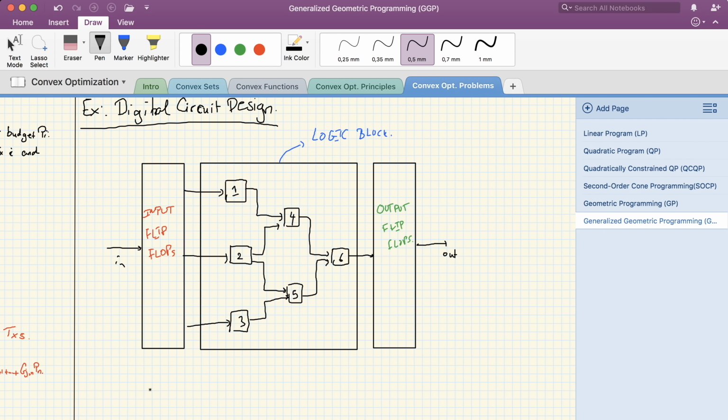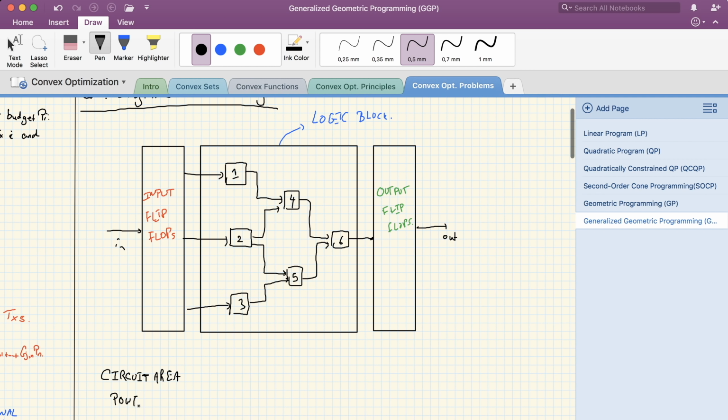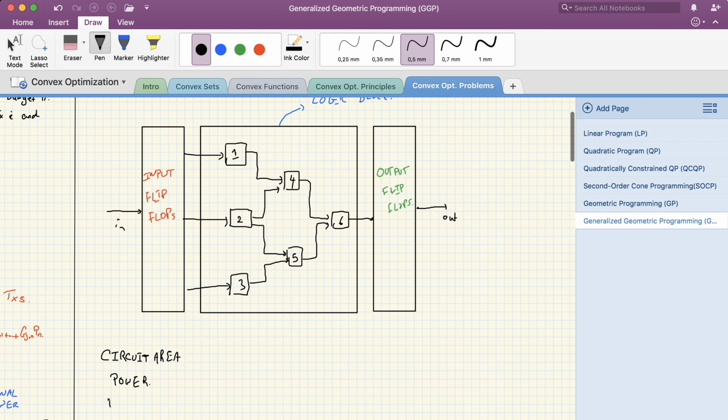The easiest to name are circuit area. Power is another constraint, and the total delay in the circuit is another constraint, right? So when I mean delay, I mean the propagation delay from, let's say, this point to out. In that case, you'd have to do a study: what if the signal takes this route right here, or this route right here, or even this one, right?